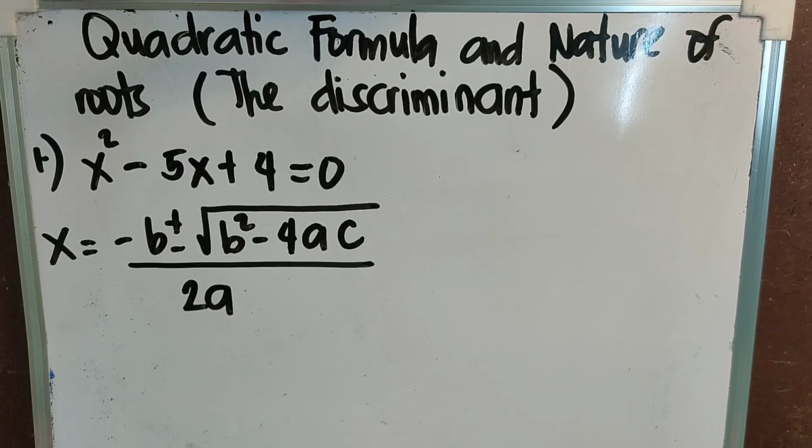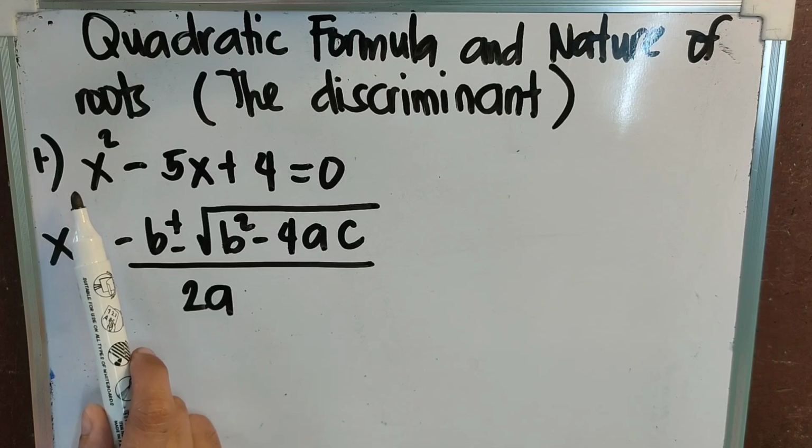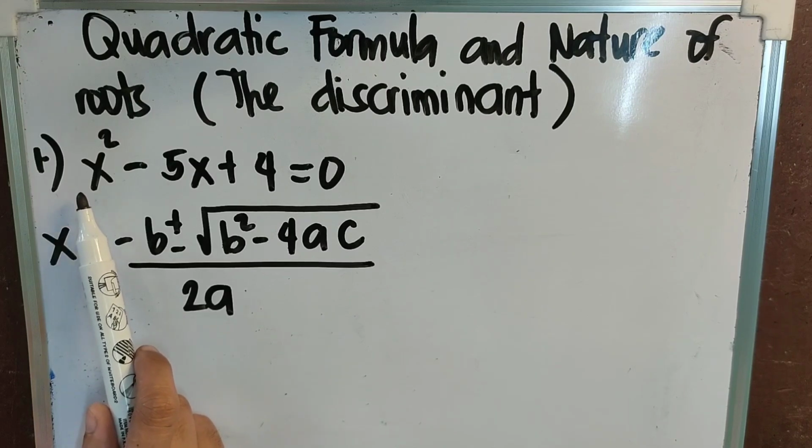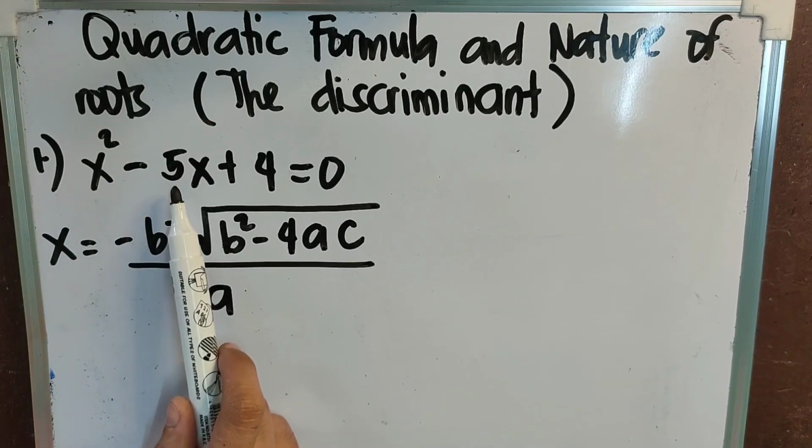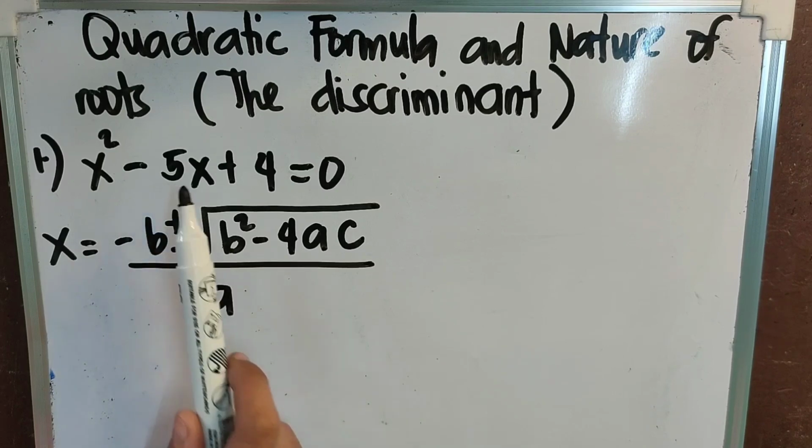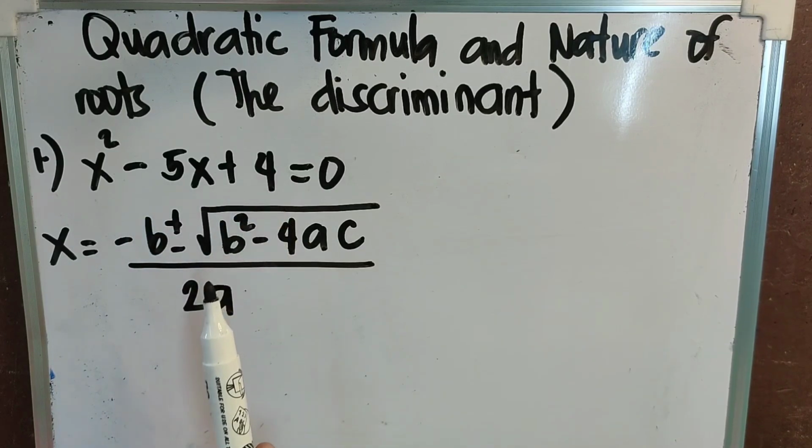Okay, our formula here is negative b plus minus square root of b squared minus 4ac over 2a. Just identify our a, b, and c values. Our a value is 1, your b value is negative 5, and c is positive 4. So, isa-substitute lang natin yung mga given values.